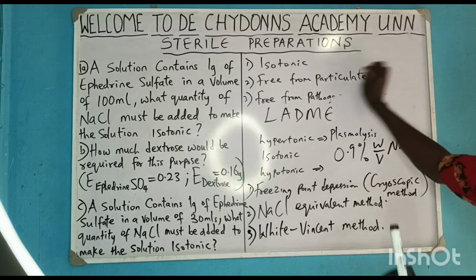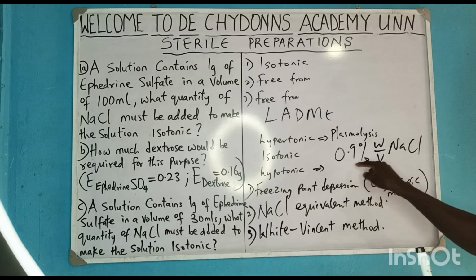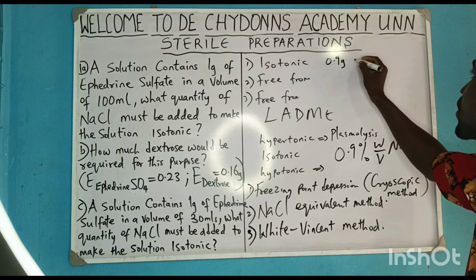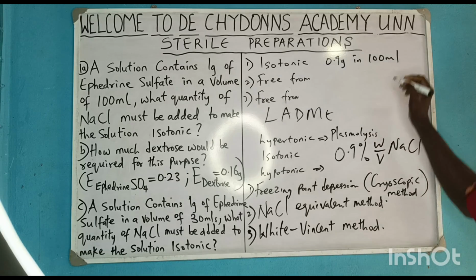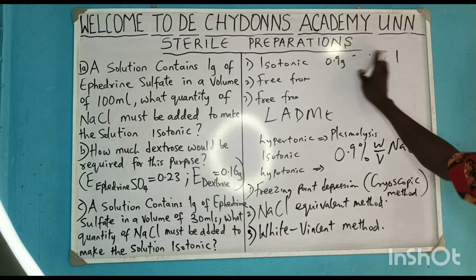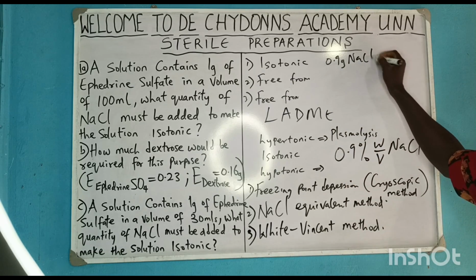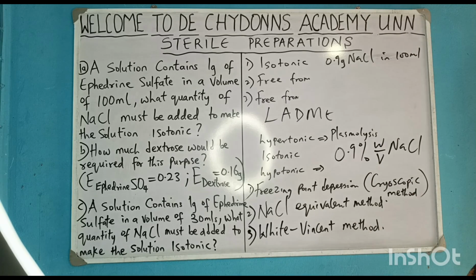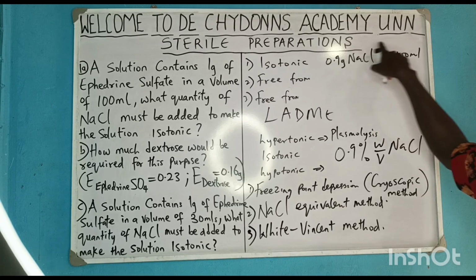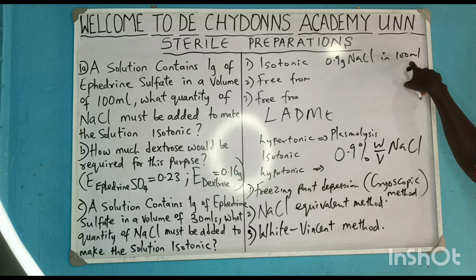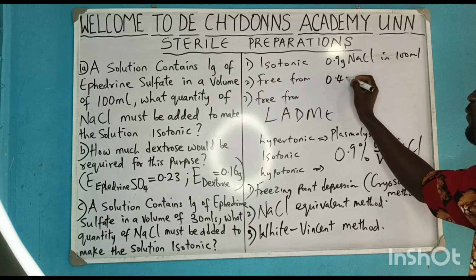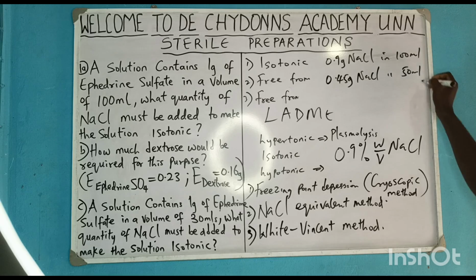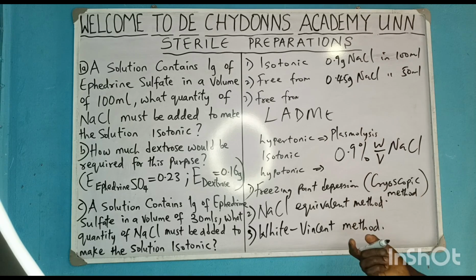Watch what I mean. You know that this 0.9% weight per volume sodium chloride simply means 0.9 gram in what? 100 mL. That is what it means. That means if I divide this by 2, I must divide this by 2 to remain isotonic. If I divide this by 2, you have 0.45 gram sodium chloride in what? 50 mL. Like you make it up to 50 mL with water.